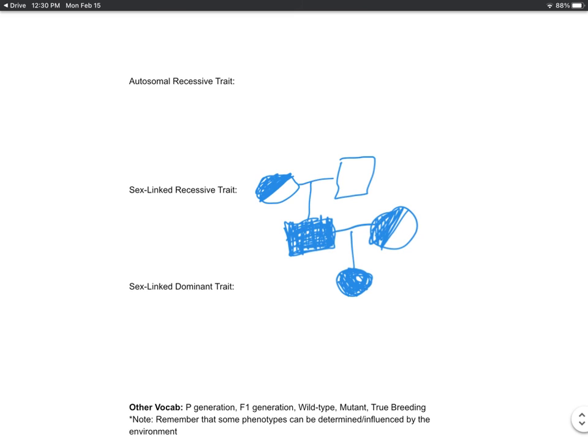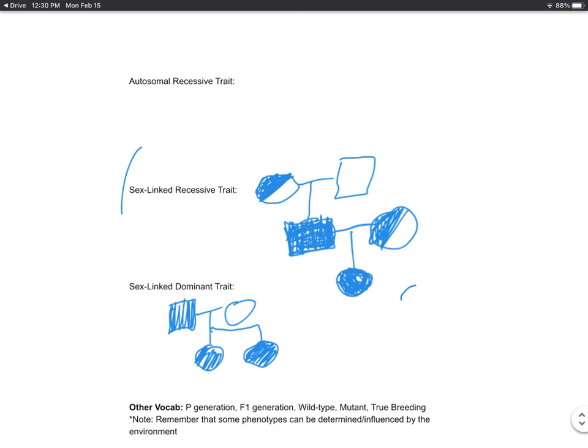Now, a sex-linked dominant trait is unusual. You definitely wouldn't see that as much as a sex-linked recessive trait. But one thing you could look for is a situation where if the father has the trait, then the daughters will always have the trait. So any daughters that come from this father must have the trait, because his X chromosome has the trait and they are getting the X chromosome from him.